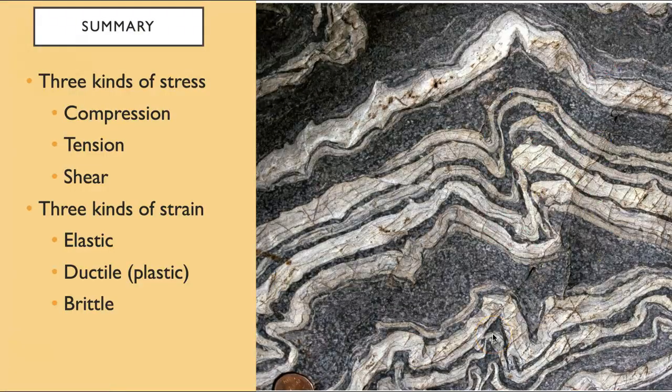To summarize, we have three kinds of stress: compression, tension, and shear, and three kinds of strain: elastic, ductile, and brittle. So pause the video and take a look at this rock. There's a penny down here for scale, and tell me what kind of stress you think produced these folds in this rock, and what kind of strain that represents.